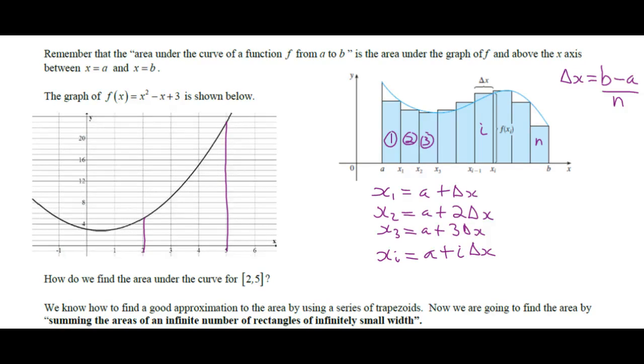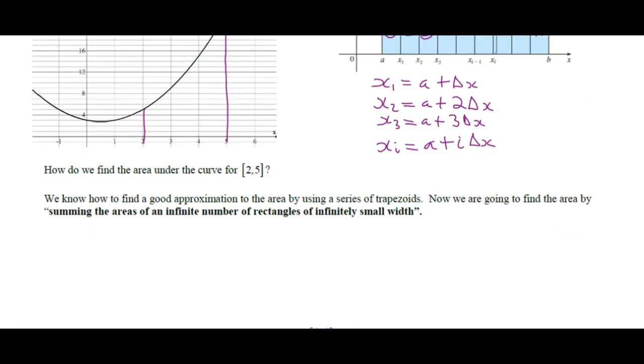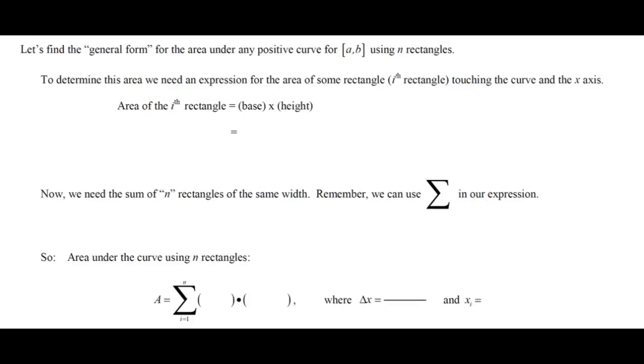Now we've got delta x and we've got x sub i, where that's going to be the right-hand end. So f of x sub i will be the height. So how do we find the area of the curve from 2 to 5? We know to find a good approximation to the area by using a series of rectangles, and we're going to do it with an infinite number of infinitely small width rectangles, which is basically, we know what happens when we do that, we get the actual area.